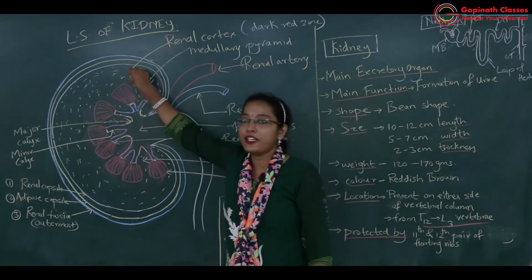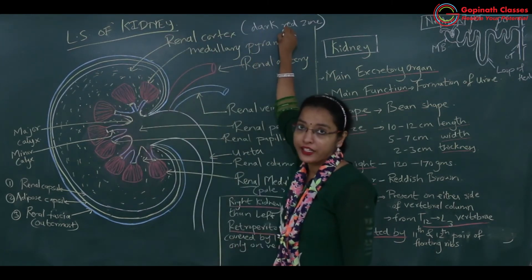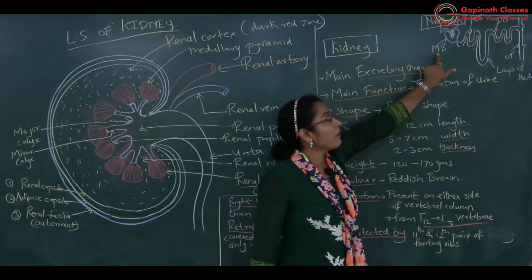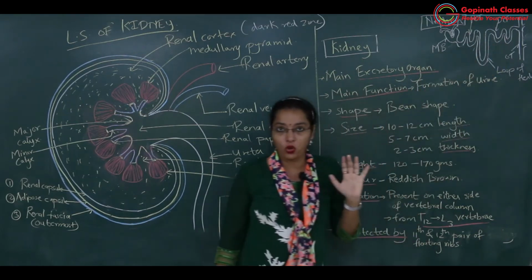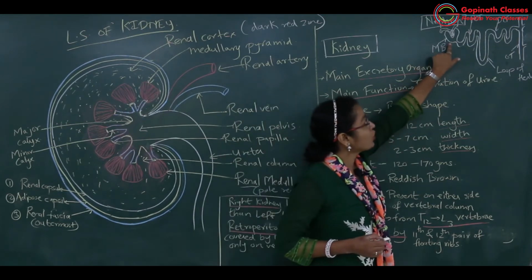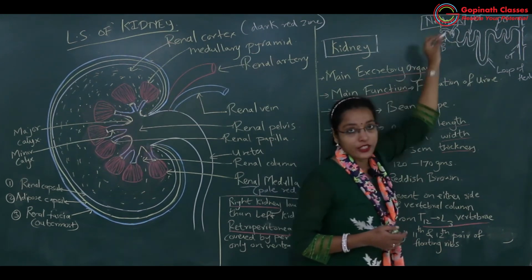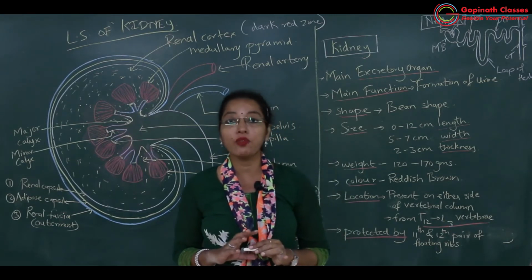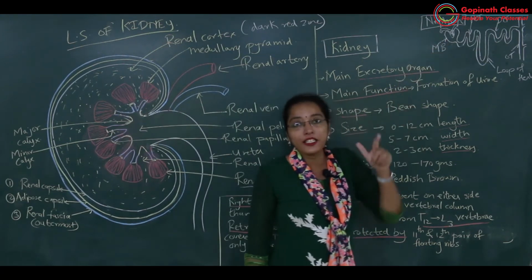So which part is found in the renal cortex? What is the color of the renal cortex? Dark red. Why is it dark red? Because it has the Malpighian body, PCT and DCT of the nephron. The Malpighian body consists of what? Bowman's capsule and glomerulus. So this is Bowman's capsule and this is the glomerulus. What is the glomerulus? It is a network of blood capillaries. Since there are more blood capillaries, the blood is red in color.